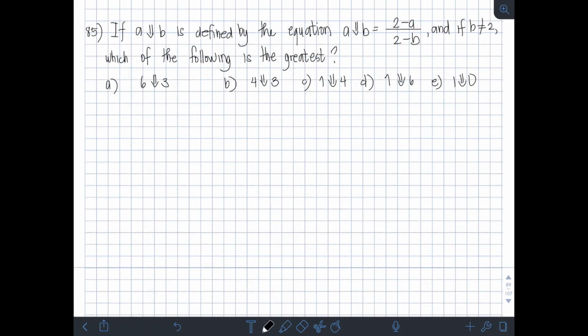Okay? Next, we have, if A arrow down B is defined by the equation A arrow down B is equal to 2 minus A over 2 minus B, and if B is not equal to 2, which of the following is the greatest?